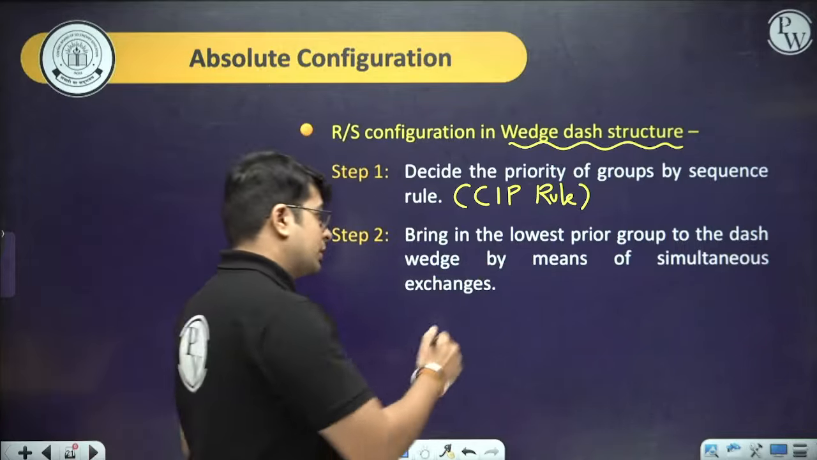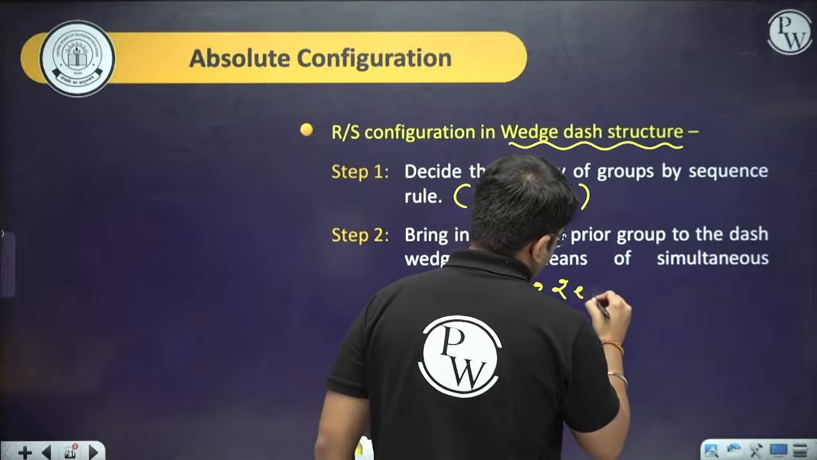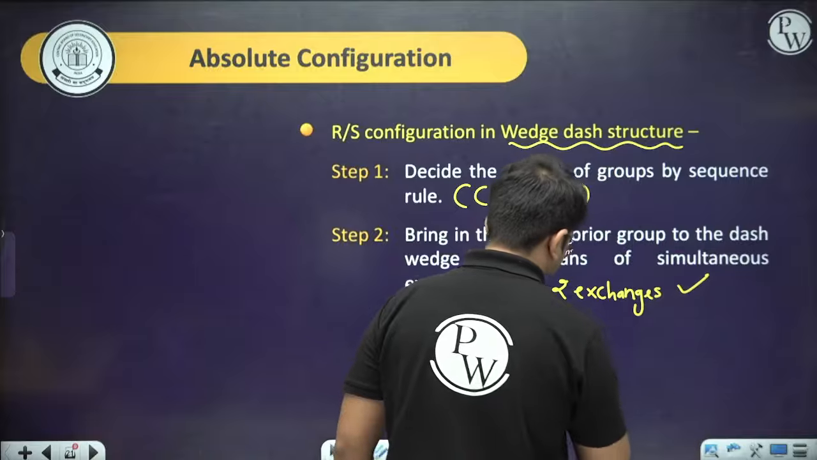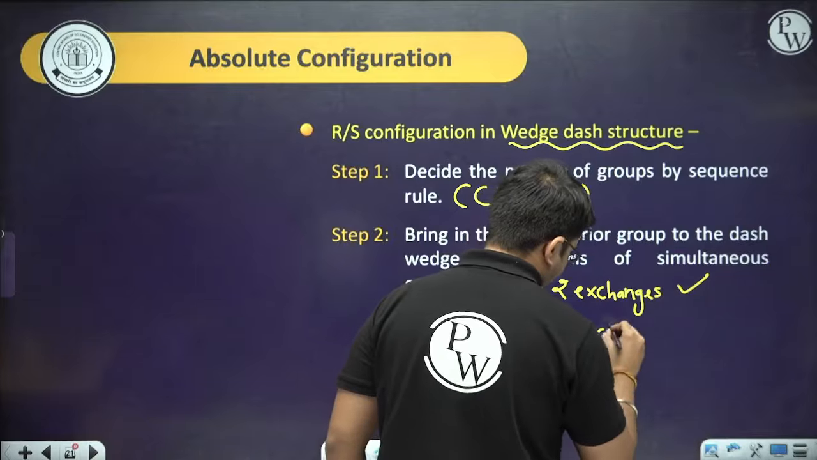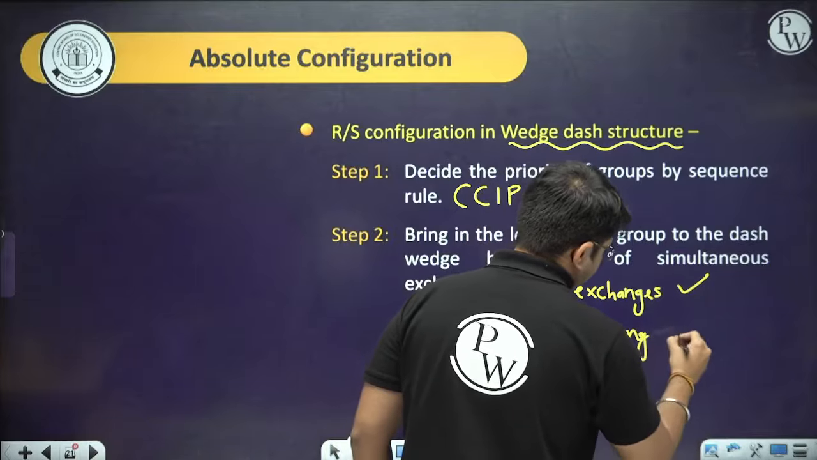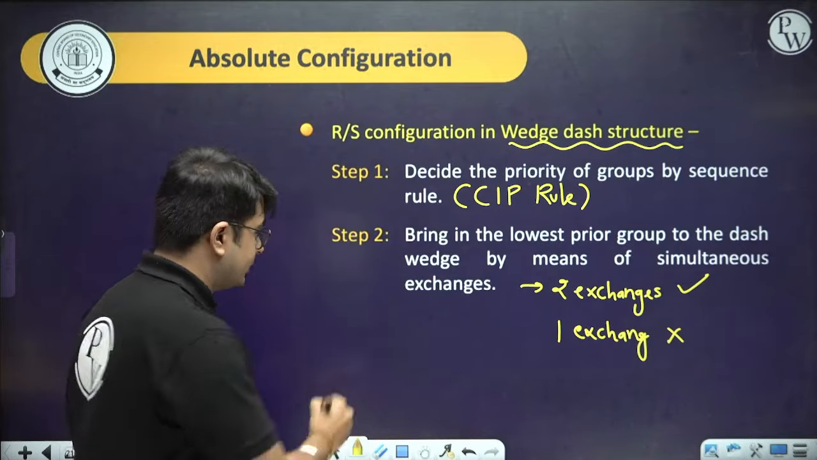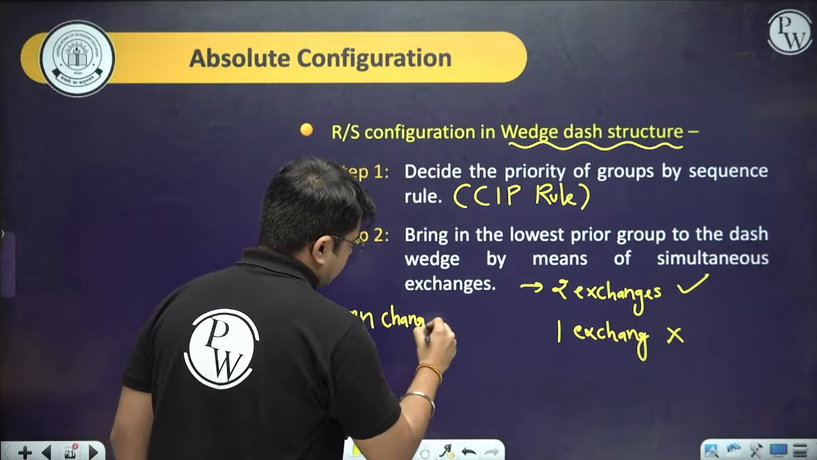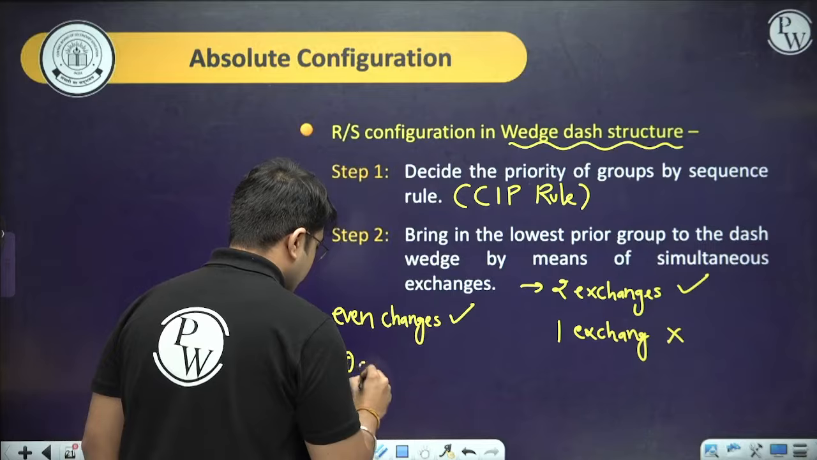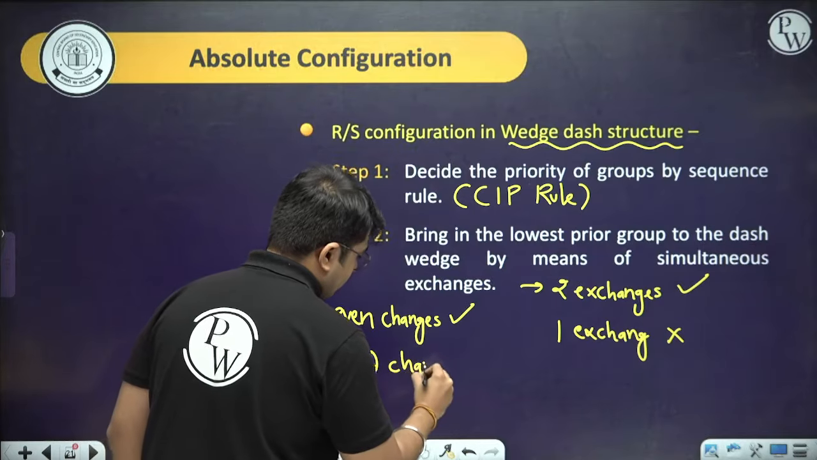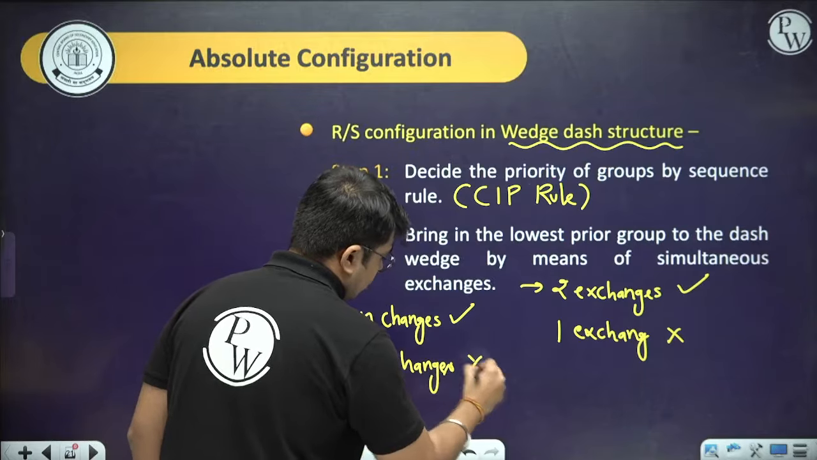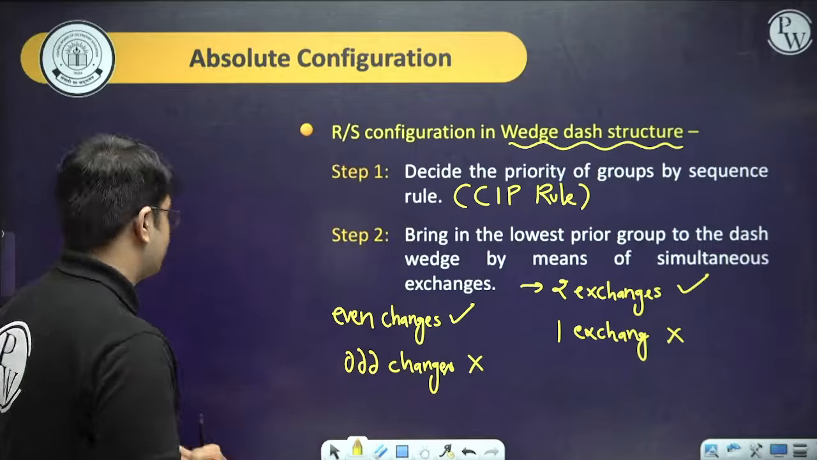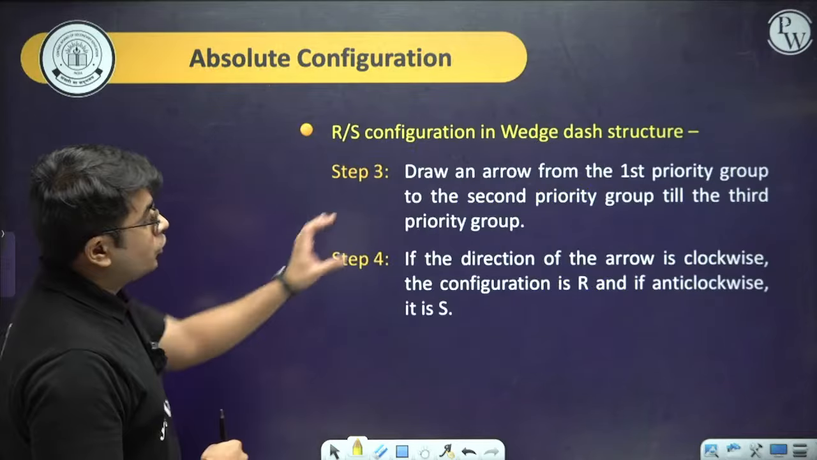Now you know that two exchanges are allowed, but one exchange is not allowed. Or you can say that even exchanges are allowed, but odd exchanges are not allowed, because they are going to change the entire configuration in that particular case.